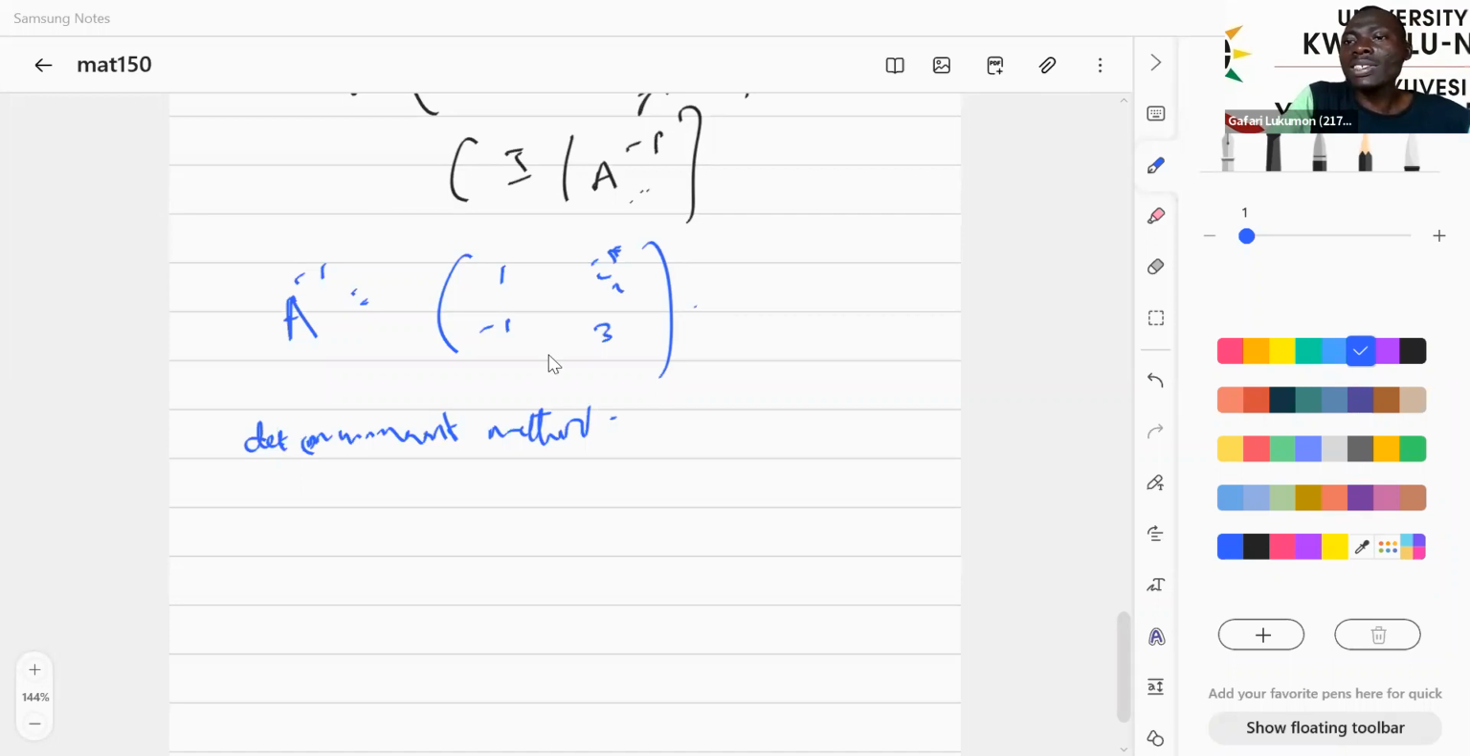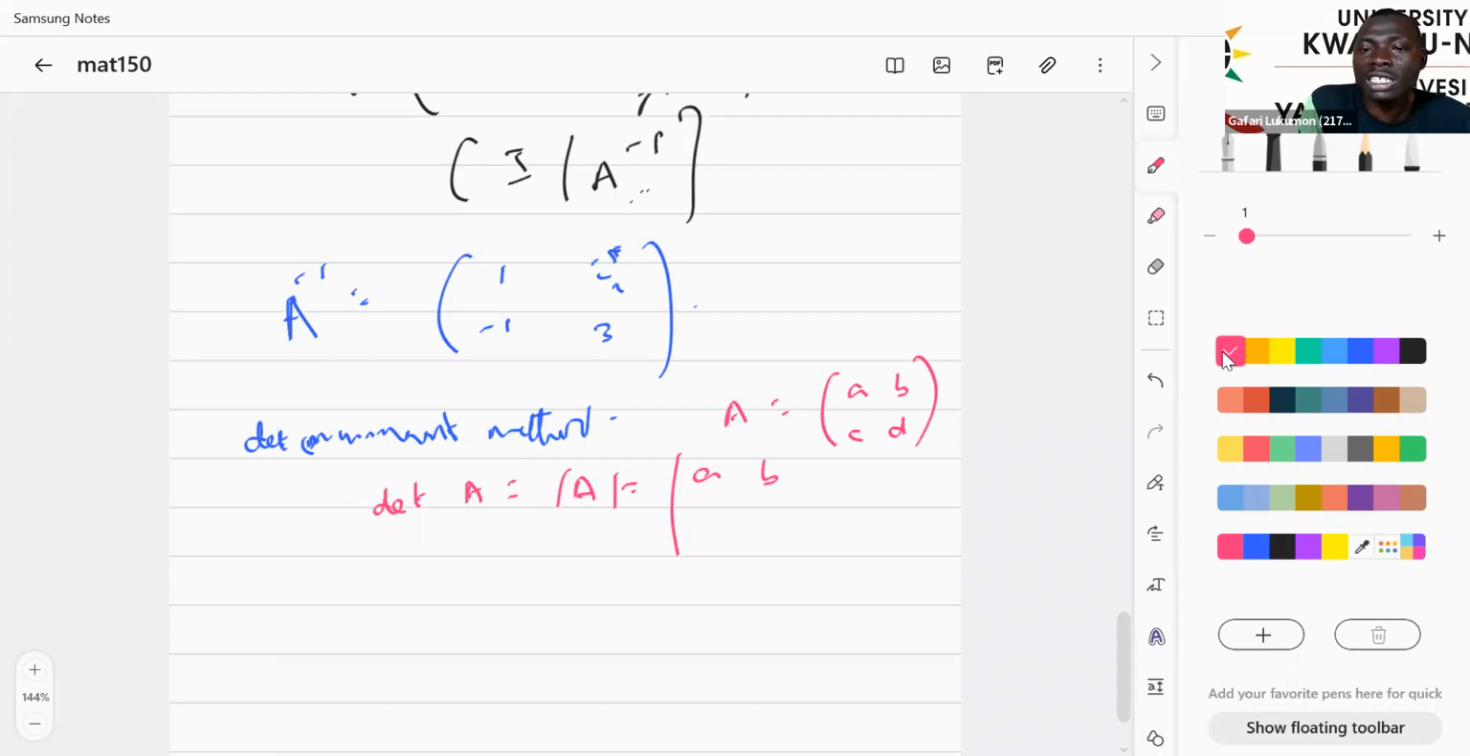So when I say determinant of a matrix, the determinant of a matrix A is denoted by |A|. Maybe I have my A to be A, B, C, D, and you want to find the determinant of A, or in some textbooks, they write it like this. Then your determinant will now be what? You multiply elements along the leading diagonal. That will give me A times D, which is AD, minus the element along the second diagonal, B times C, which is BC.